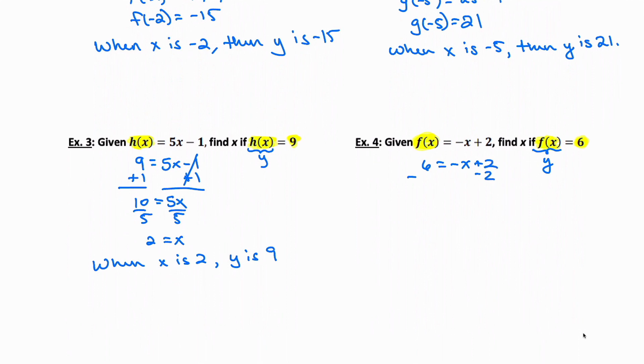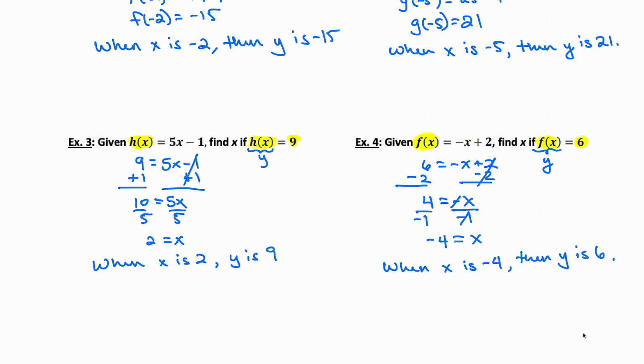I'm going to subtract 2 on both sides. I get 4 is equal to negative x. That's not done, it's close, but to get rid of that negative in the front, I need to divide both sides by a negative 1. Those negatives are going to cancel, and I'm left with x equals negative 4. What is that telling me? That's telling me when x is negative 4, then y is 6.